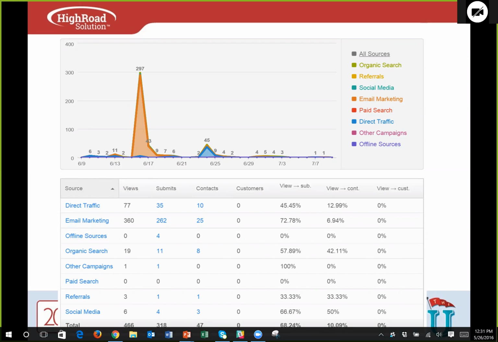This is a view of how they operated before they started this initiative. They relied heavily on email marketing.